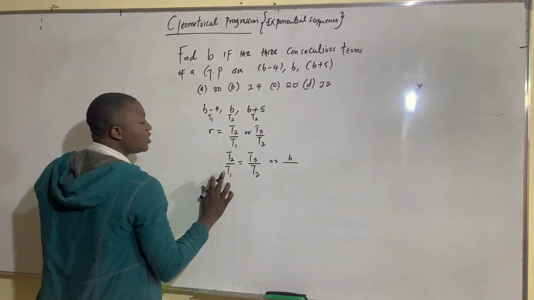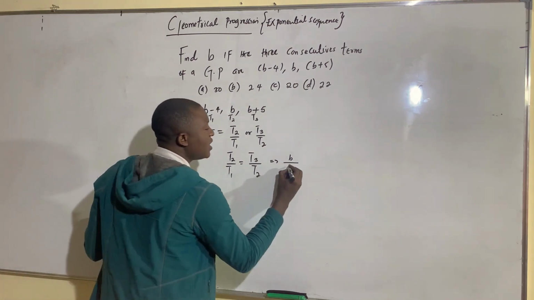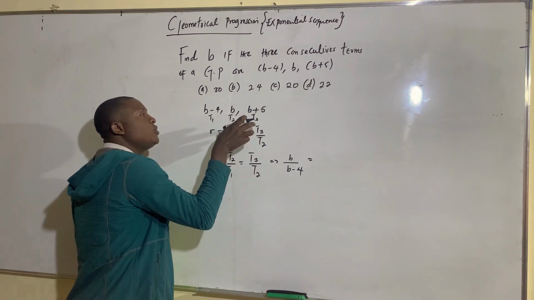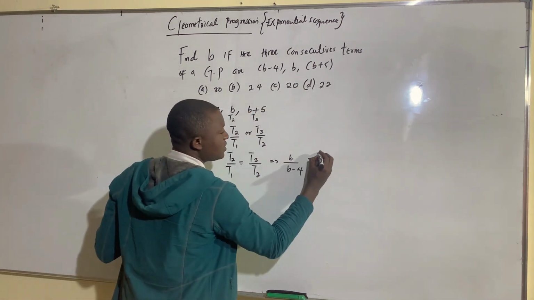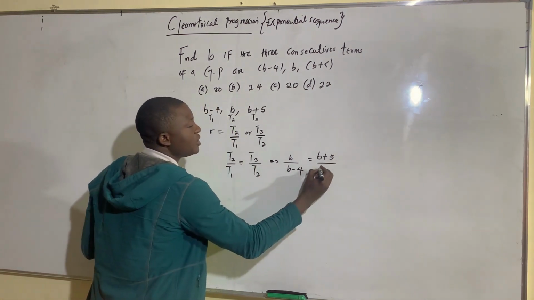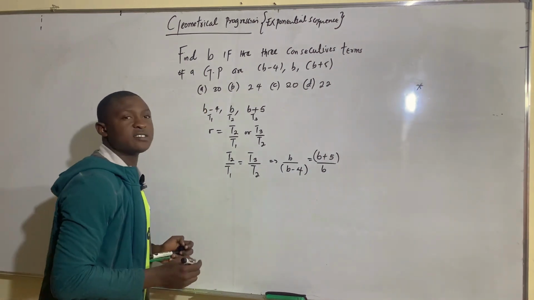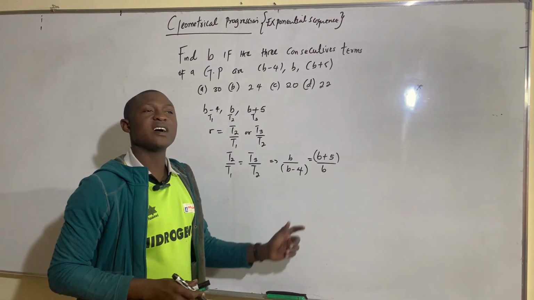All over. What do we have for the first time here? Yes, exactly. We have b minus 4. And what do we have for the third time here? Yes, exactly. We have b plus 5. And what do we have the second time again? We have b. So you can see the next step here is to cross multiply.